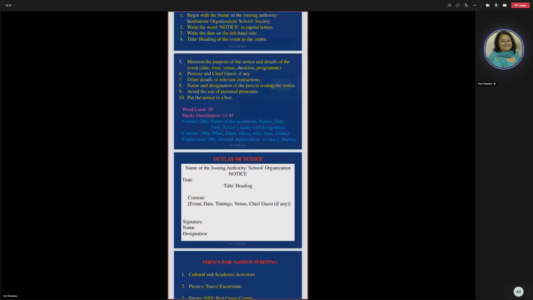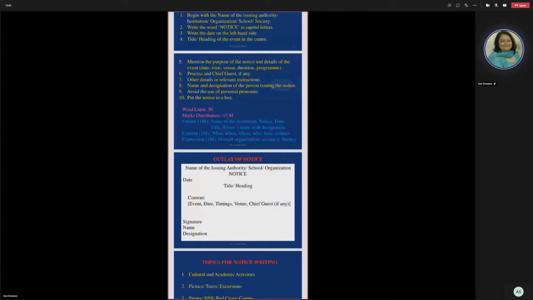Third, write the date on the left hand side. Now even in date, please remember, you cannot write short form of the date. Suppose today is say 14th, so 14.06.21. No, you're not going to write like that. You're going to write completely that June so and so date and 2021 or 28th of June 2021. This is how complete thing you're going to write, not in short form. Fine. Now coming to the title.